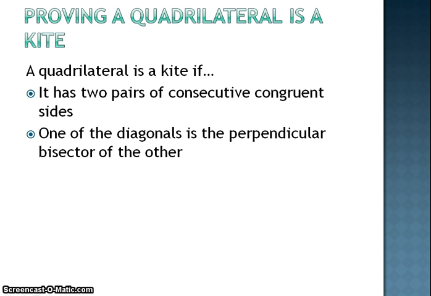Proving a quadrilateral is a kite. A quadrilateral is a kite if it has two pairs of consecutive congruent sides, or if one of the diagonals is the perpendicular bisector of the other. Often you'll be able to prove one, not necessarily both, at least easily. You could probably prove the second one through some work, but one will typically fall out a lot easier than the other.